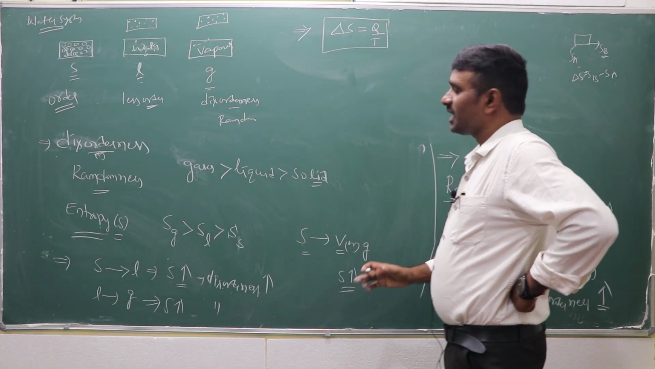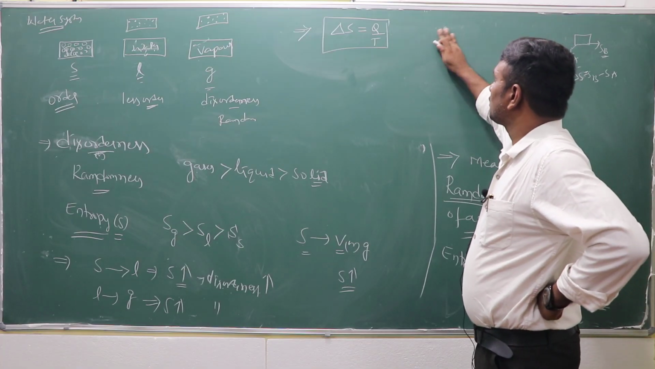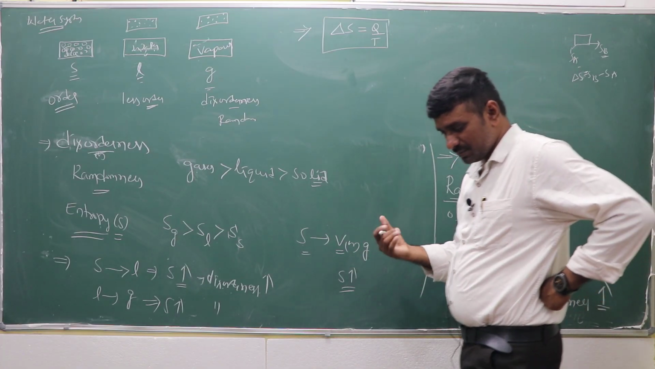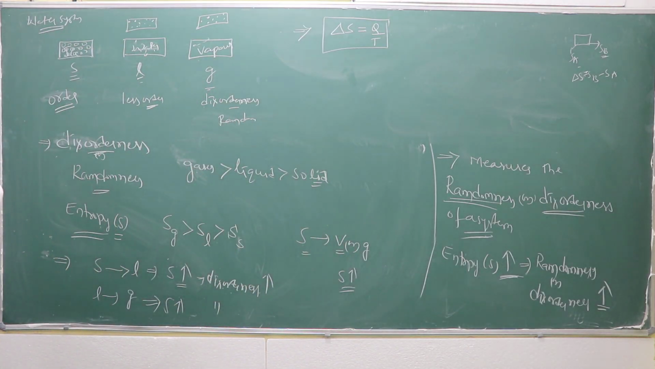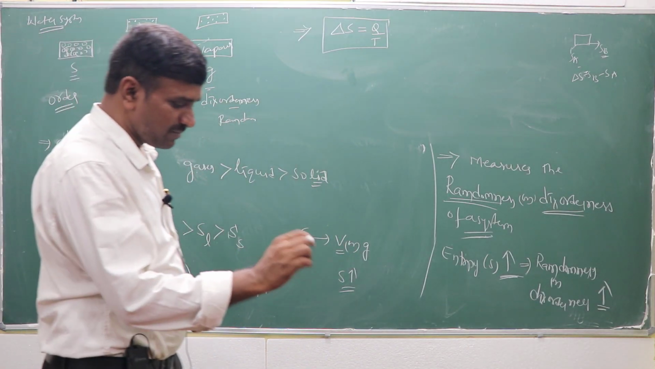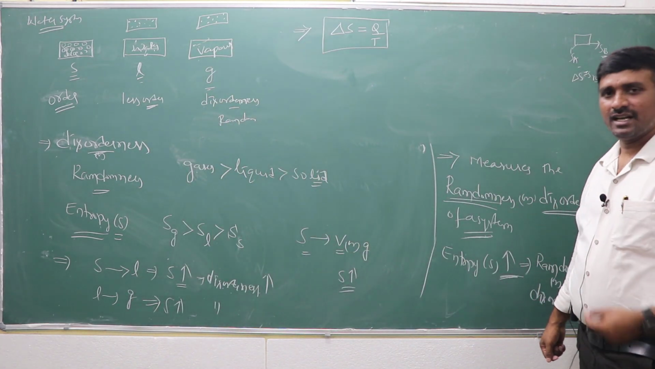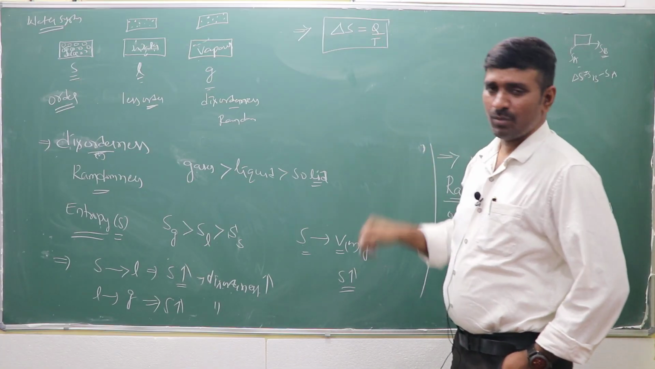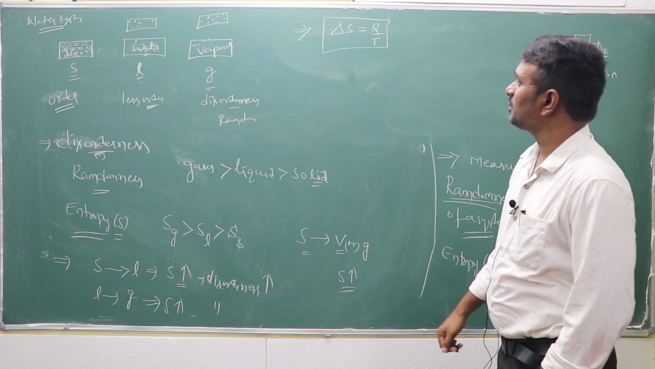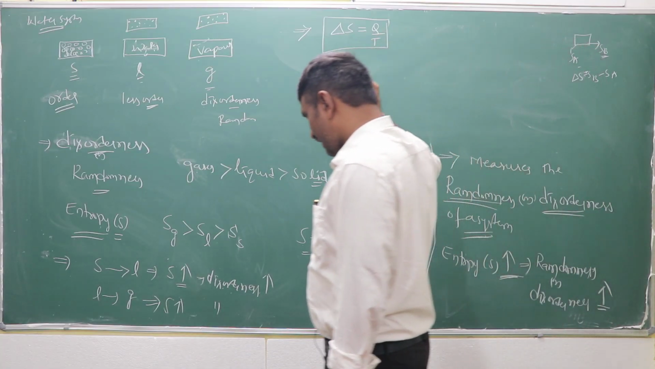Delta S is equal to Q by T, whether it is capital Q or small q, whatever it may be. When Q is positive, heat is absorbed by the system. When Q is negative, heat is emitted by the system, and energy is released in that system, like an exothermic process. So here delta S is equal to Q by T. This is the entropy equation.